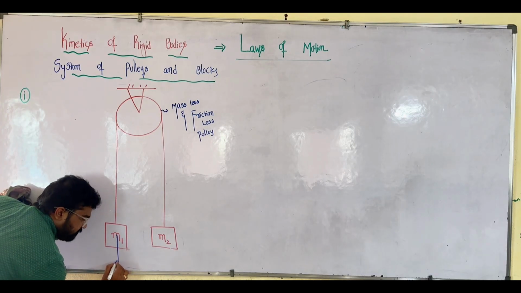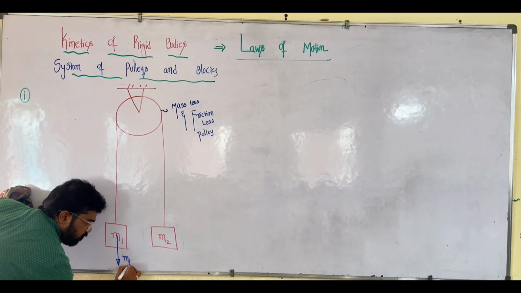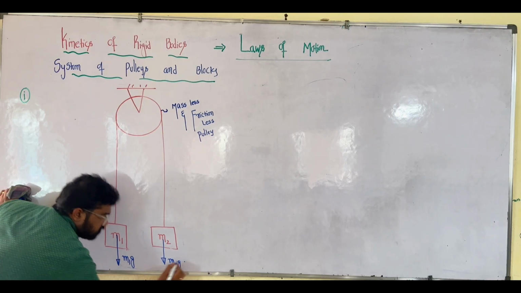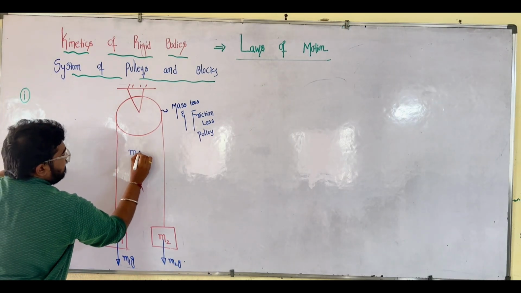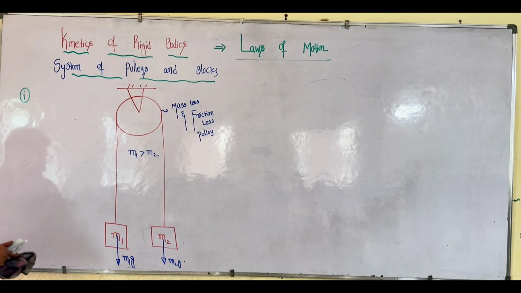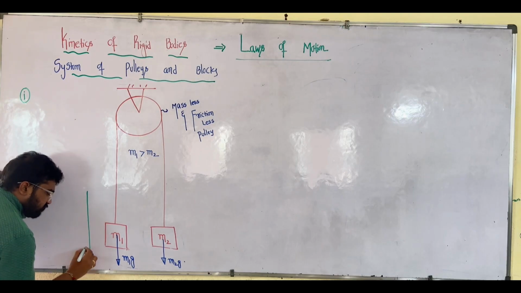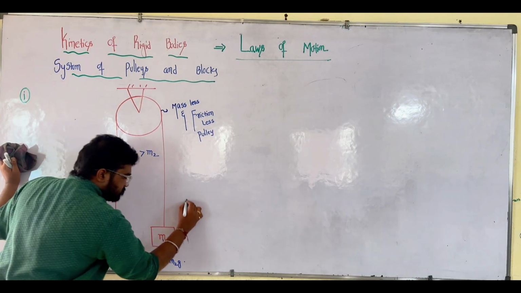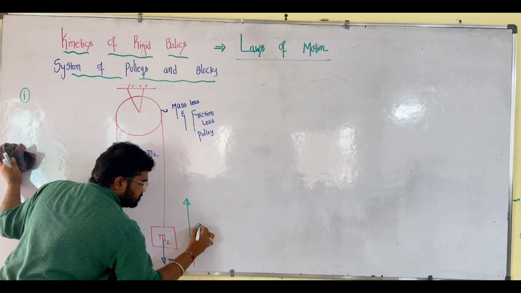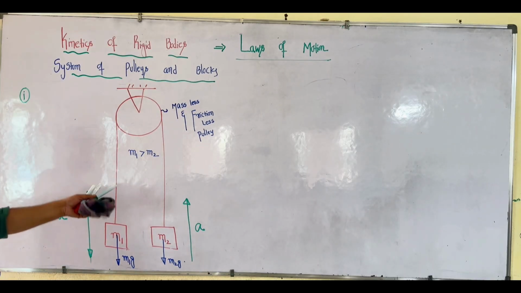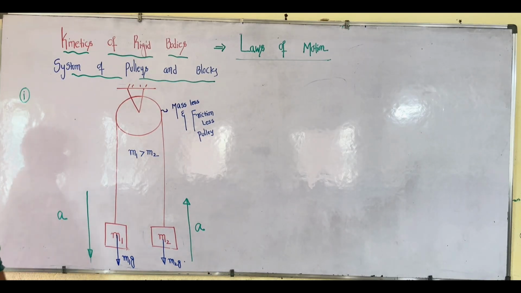Then what will you write, tell me? This block is how much? M1G, M2G. So here M1 is greater than M2. Then what is the direction of acceleration of the block? Downward. This is A. This would be how much? Upward. Same string, same tension, same acceleration. Here, in this particular case, understood?